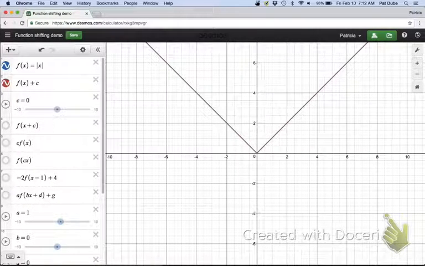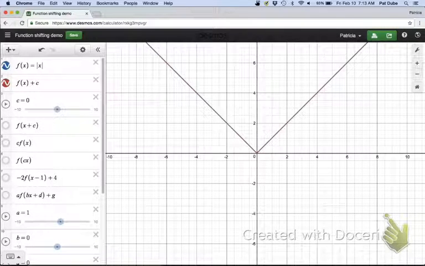Today we're going to look at some basic function shifting rules. My name is Patricia Doobie, and we will look at shifting vertically, horizontally, reflecting over the x-axis, reflecting over the y-axis, and combinations of shifts as well as stretches.